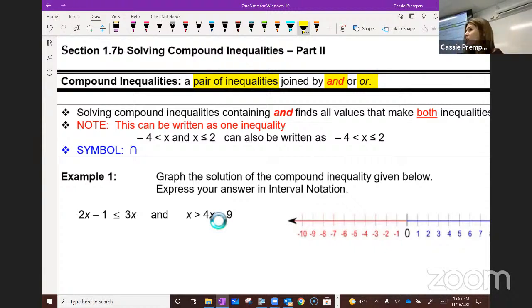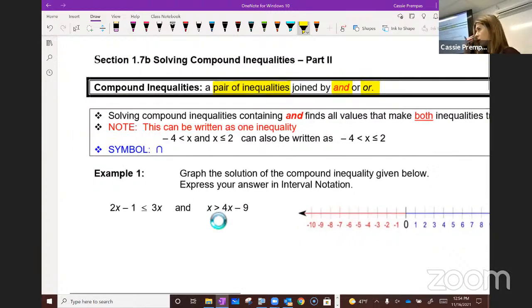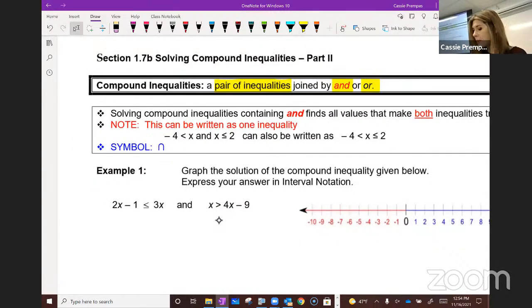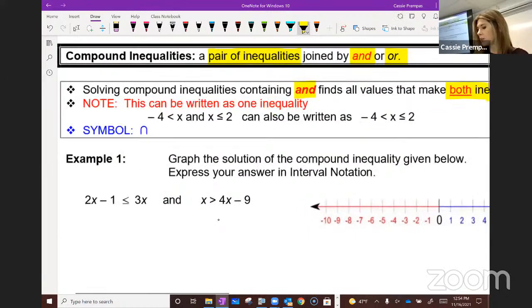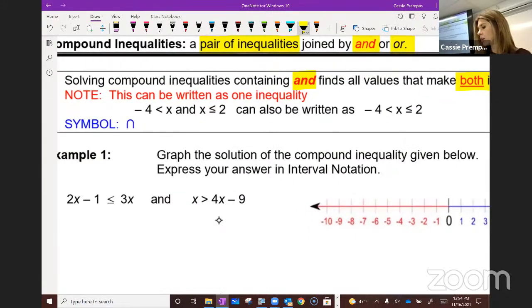This is going to be our area of focus today. You're going to be solving two inequalities, and you have to list the solutions that either make both true or make one or the other true. So let's start with the first situation, the and. Compound inequalities involving and find all the values that make both inequalities true. Another thing to be aware of, this could be written as one inequality, like this. This would read X is greater than -4 and less than or equal to 2.